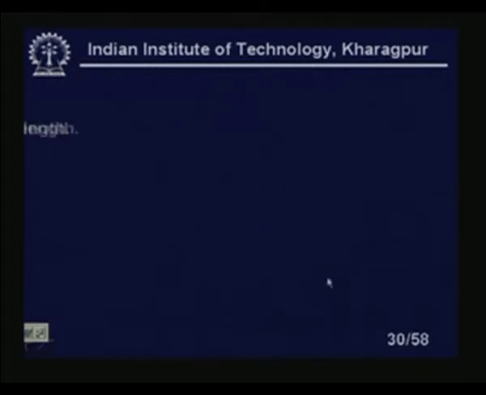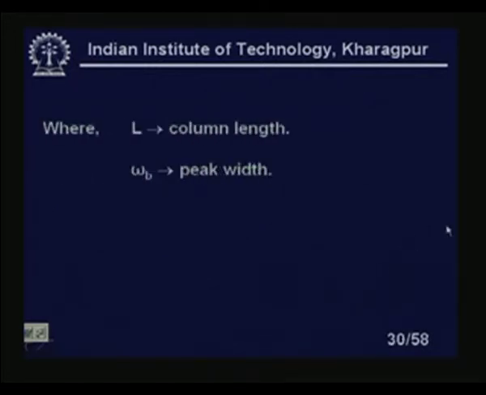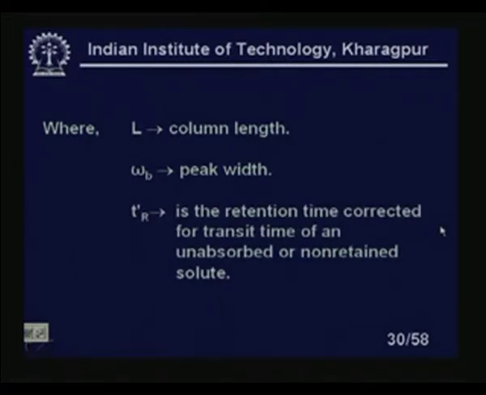What is this legend? Let us explain. Where L is the column length, omega B is the peak width, and T dash R is the retention time corrected for the transit time of an unabsorbed or non-retained solute. Okay.